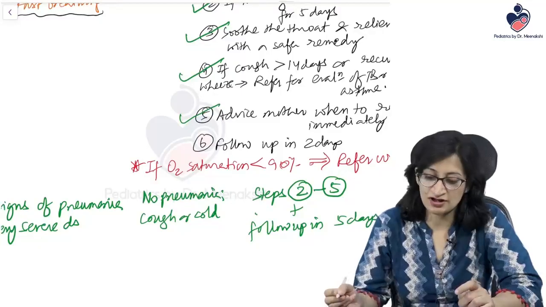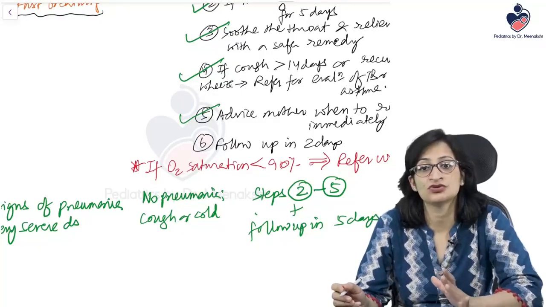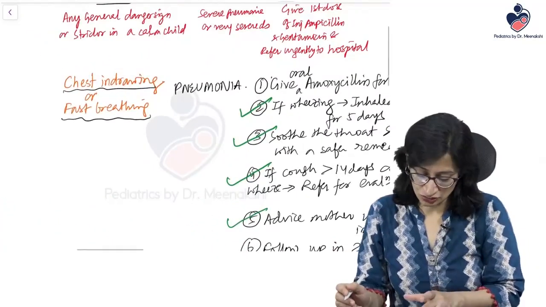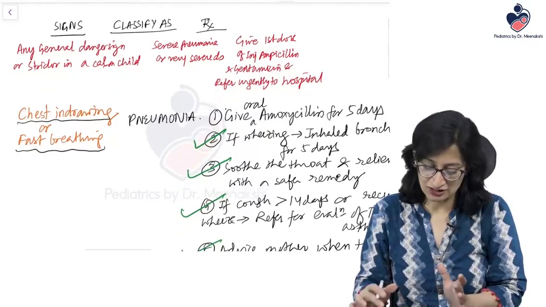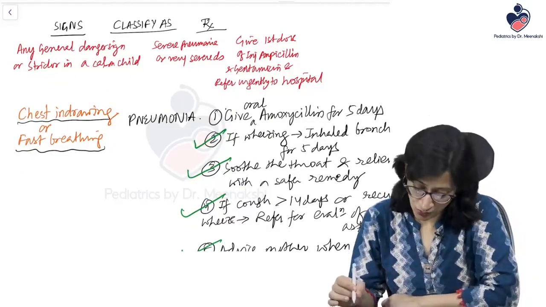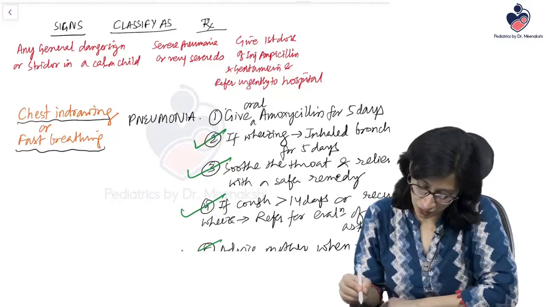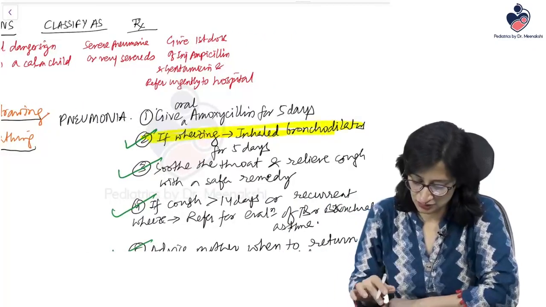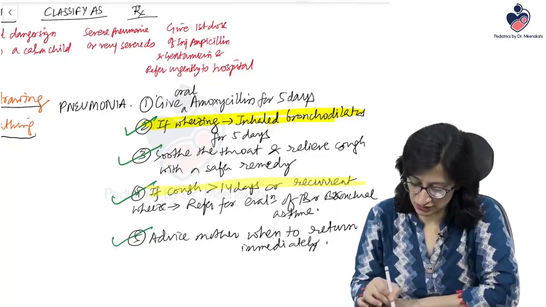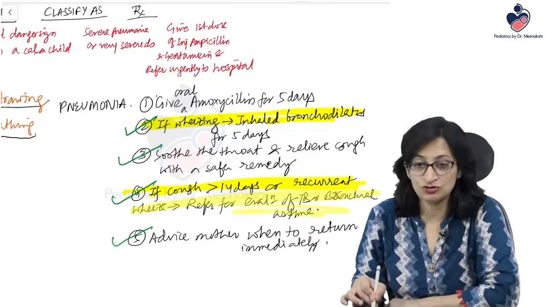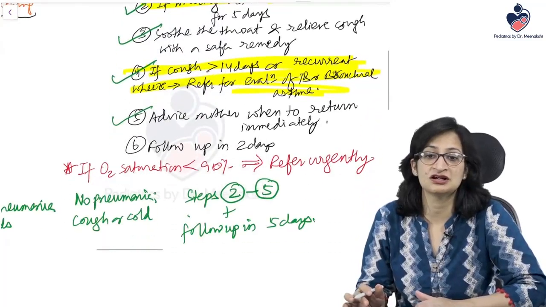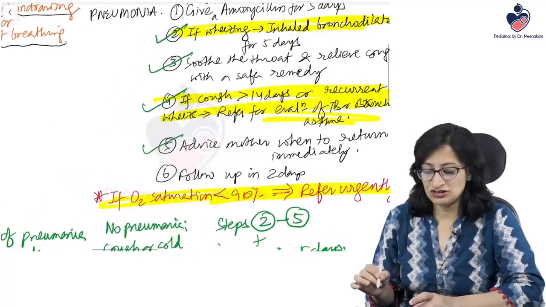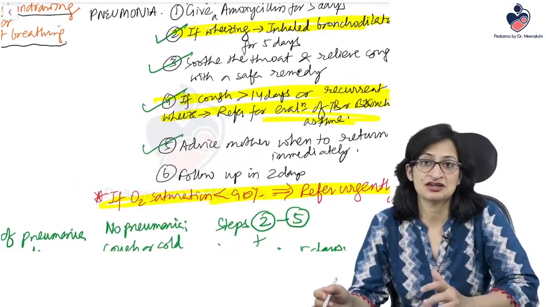So that is what you advise in the treatment of acute respiratory infection in children as per the latest IMNCI guidelines. What are the new changes? One very important change is if wheezing is there, use of inhaled bronchodilators is now recommended. If cough is for more than 14 days or recurrent, refer for evaluation for TB or bronchial asthma. And if oxygen saturation is less than 90%, refer urgently. These 3 things have been added in the latest IMNCI guidelines.